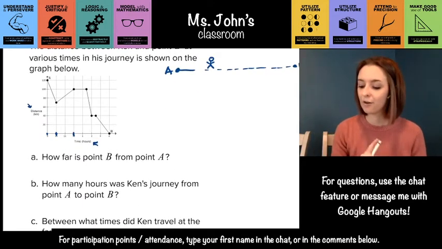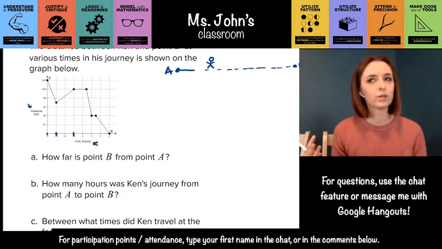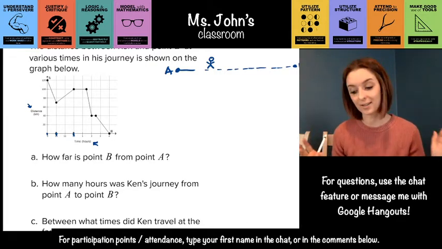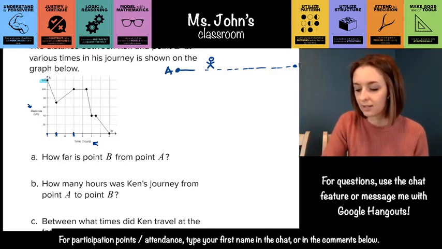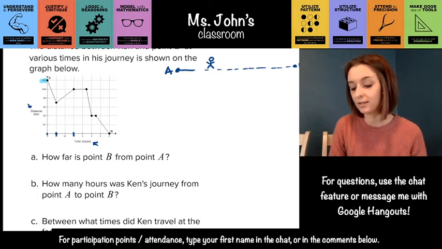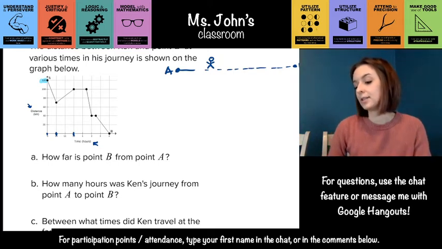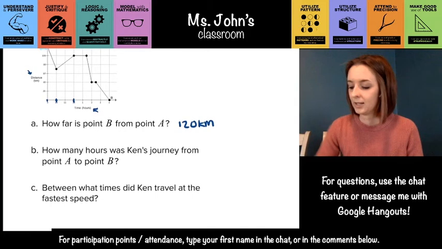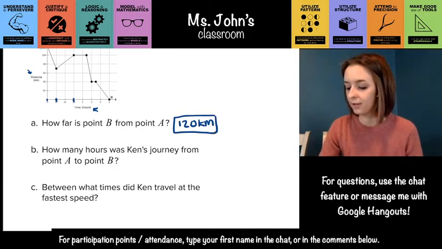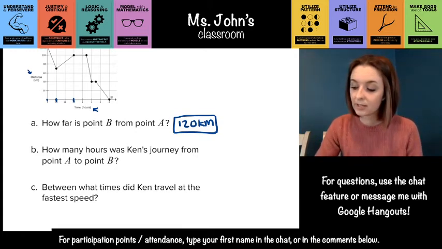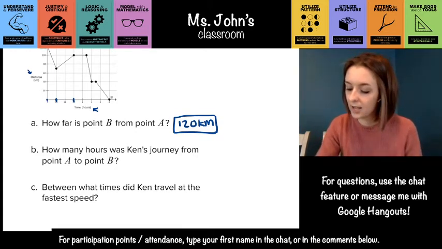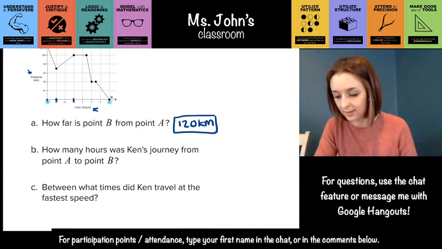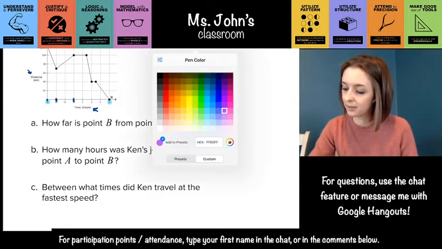But first it asks, how far is point B from point A? We only know because he starts at point A, and he's 120 kilometers from point B. That's what we're looking at right here. So they must be 120 kilometers apart. How many hours was Ken's journey from point A to point B? So how long did it take him? We're looking at the bottom here. He started at 9 a.m. and went to 4 p.m., which is 7 hours. So it took him 7 hours.